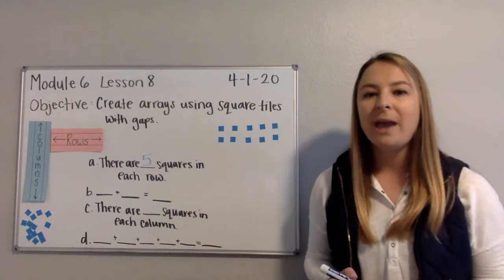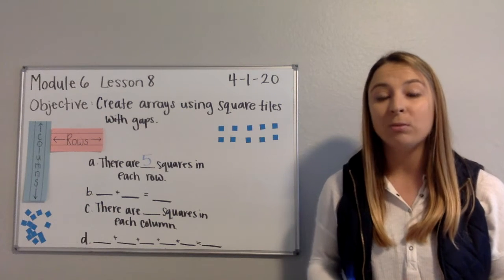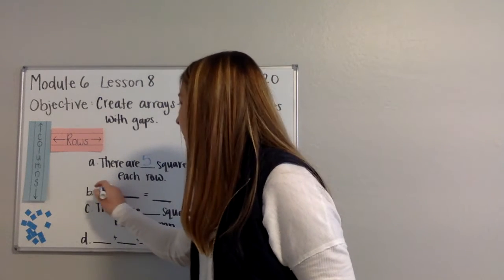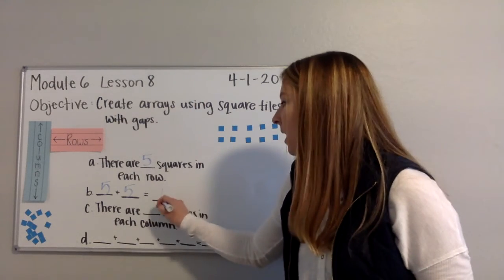And if I'm going to count up all of the tiles in the entire array by looking at the rows, my repeated addition sentence would be 5 in the first row plus 5 in the second row for a total of 10.